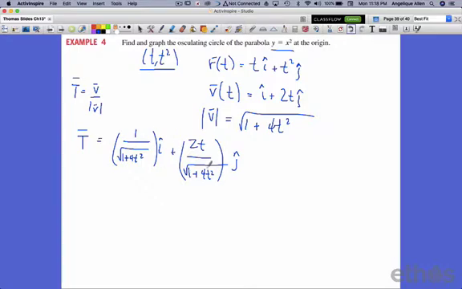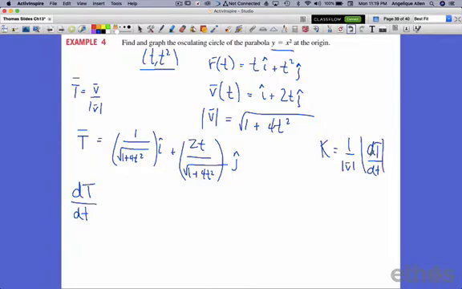You could write it with negative exponents if you like. That's fine either way. And then we need to get dT. And this is where it gets really fun, okay? Because we're going to need the curvature, all right? And remember the formula for curvature.